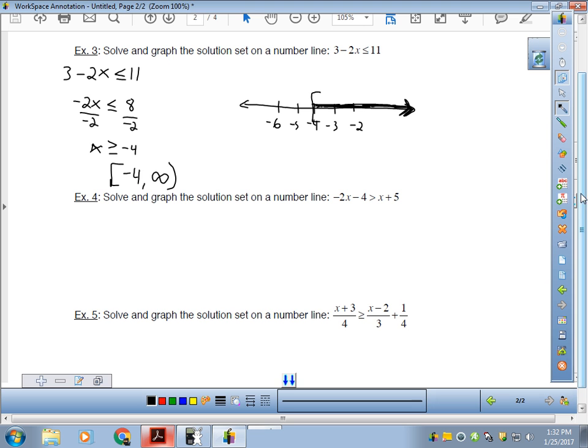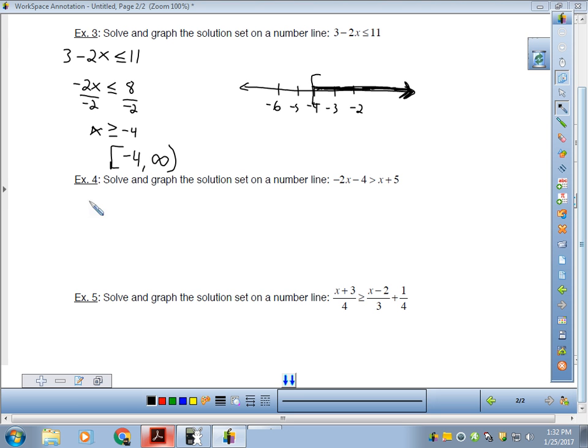Okay. All right, another one. We have solve and graph the solution set on a number line. Negative 2x minus 4 is greater than x plus 5. I'm going to start by moving the x over. I'm going to subtract it over, so I'll have negative 3x minus 4 is greater than 5.